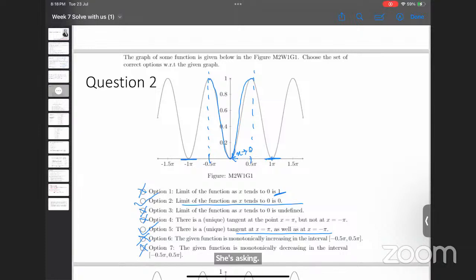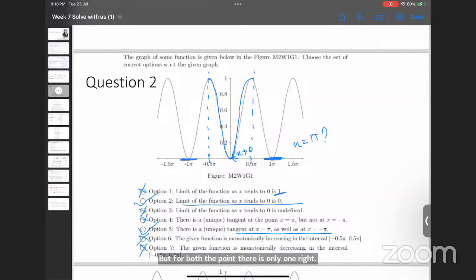It's not about that. At this point, this curve has a unique tangent line, which is this. Is there any other tangent line at x equals pi? No, there is only one tangent line at x equals pi. Similarly, at x equals minus pi, there is only one tangent line. It may be the same for both points, but for each point there is only one.